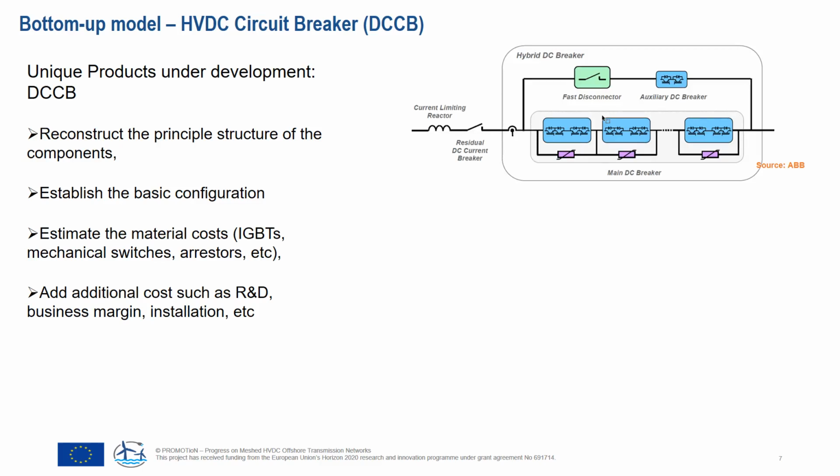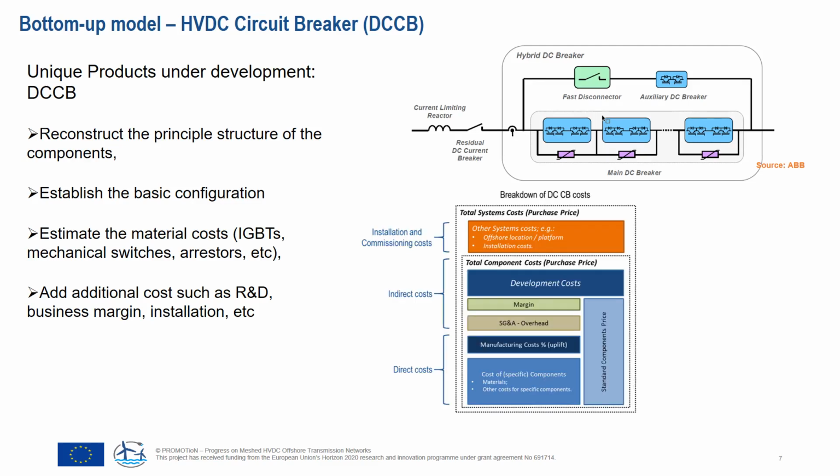The first step we take is to reconstruct the principal structure of the component, such as the hybrid DC circuit breaker structure as shown here. Then we establish the basic configuration of the different components and their dimensions. Based on that, we estimate the material cost included in this configuration. Further on, we add additional costs such as research and development, business margin, installation, etc., to obtain the overall total cost of such a component.